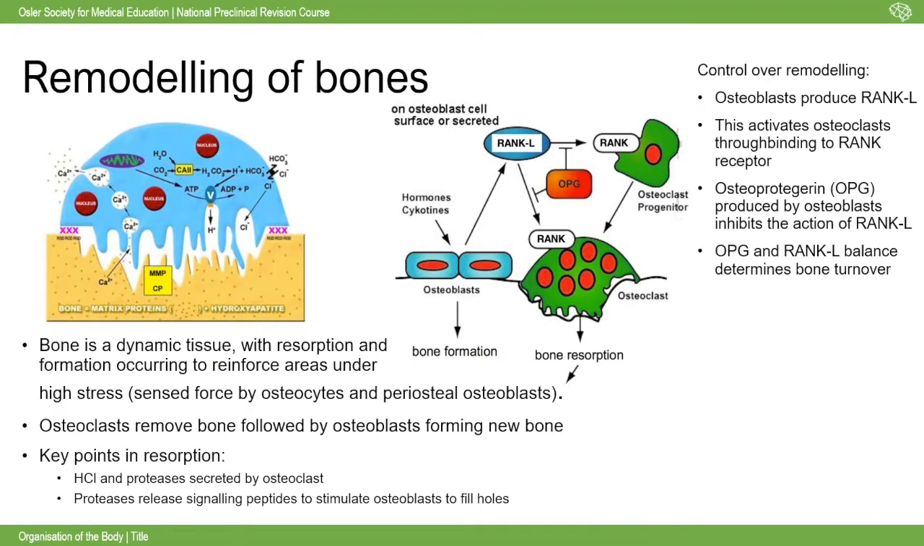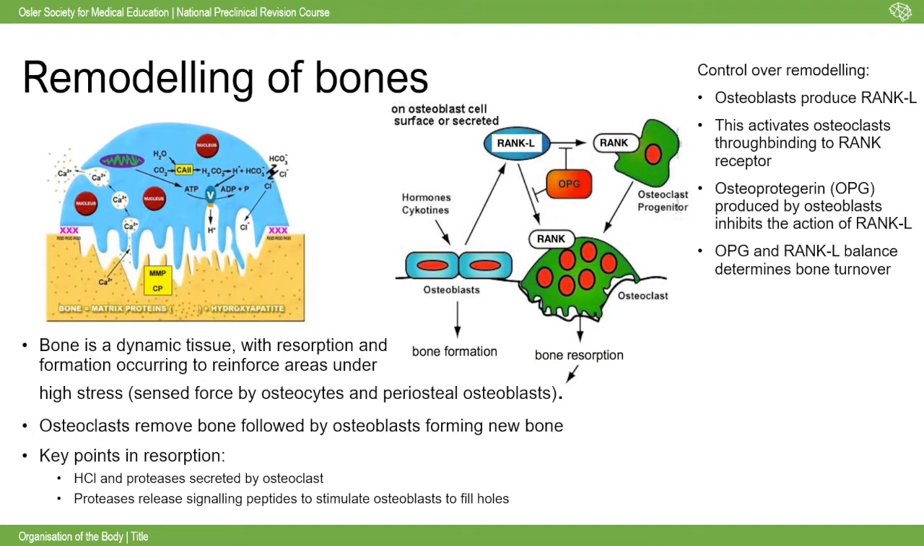Okay, so now moving on to the remodeling of bones. Although we've talked about how long bones develop initially and how they grow through to adulthood, we actually have constant remodeling of our bones, because bone is fundamentally a dynamic tissue. It's often thought of as a very static thing, but actually we need constant resorption and formation to reinforce areas that are under high stress. And like I was mentioning earlier, the canaliculi and gap junctions between our osteocytes are able to sense where the force is and therefore where reinforcement is needed.